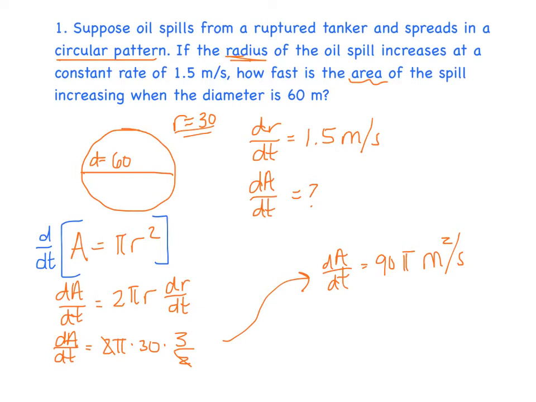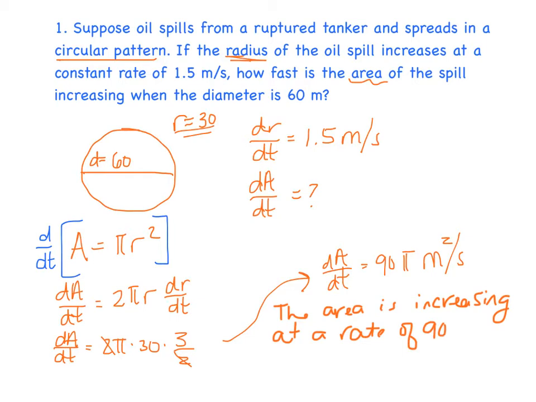All right, and then we want to get in that habit of writing that concluding sentence. So we would go ahead and say that the area is increasing at a rate of 90 pi meters squared per second.